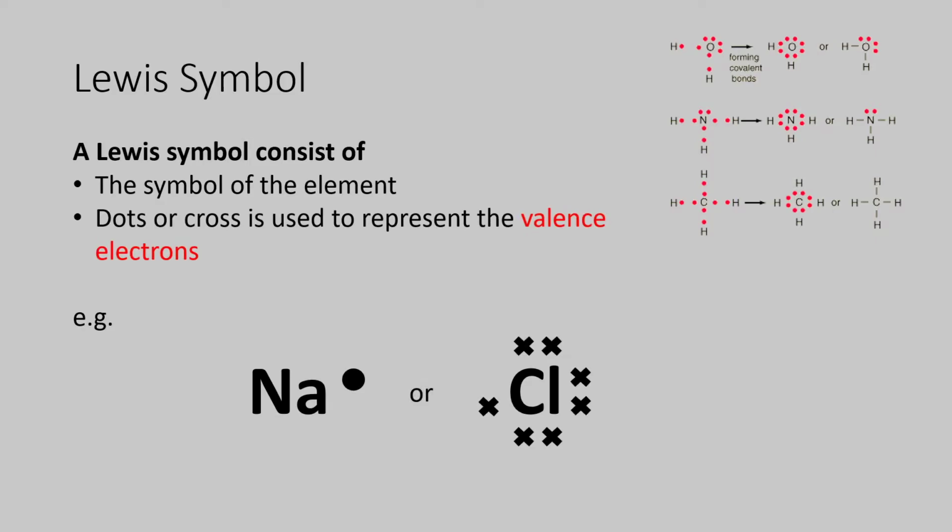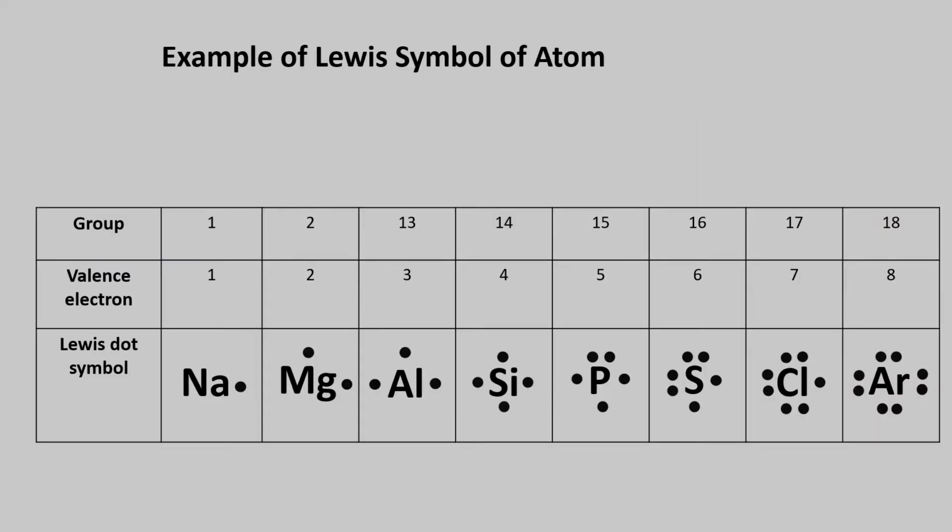Okay, this is what we learned tadi. So for example, this is across period 3. Start from sodium, magnesium sampai argon. It doesn't matter you nak start dekat bawah ke, atas ke, kiri ke. You boleh start kat mana-mana. So this one saya guna semua dot. You also can use crosses. The easiest way untuk kita tahu valence electron is from the group kan. So from the group kita straight away tahu dia punya valence electron. Okay, boleh.